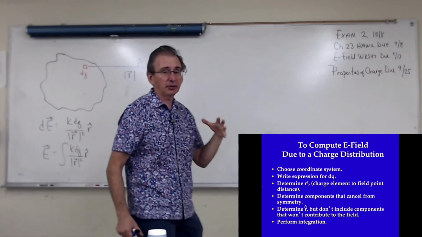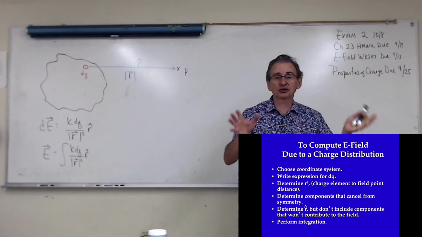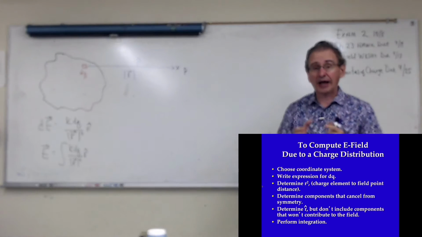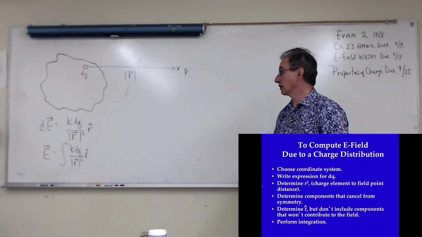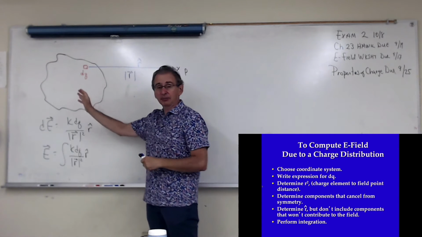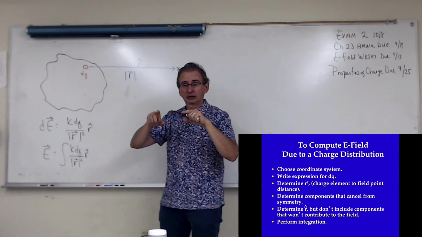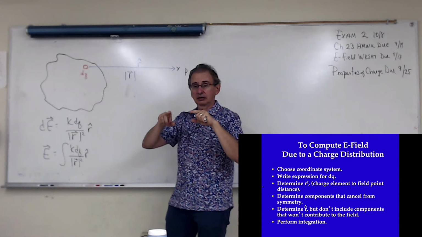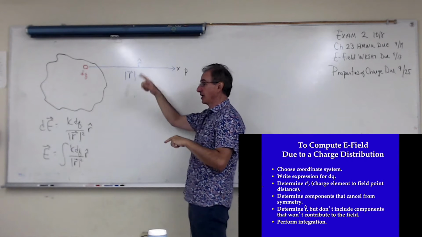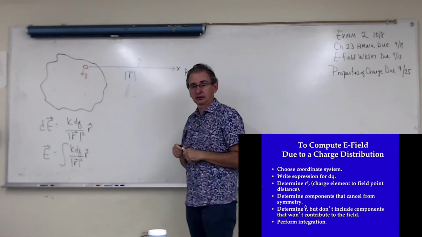So in order for you to be able to do these calculations, one, you have to choose a coordinate system, okay? You have to write a mathematical expression for your dq. You have to break up your object into pieces small enough such that the electric field at this point is the same over that entire object. Okay.